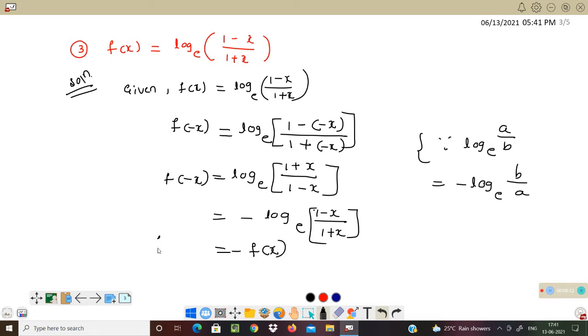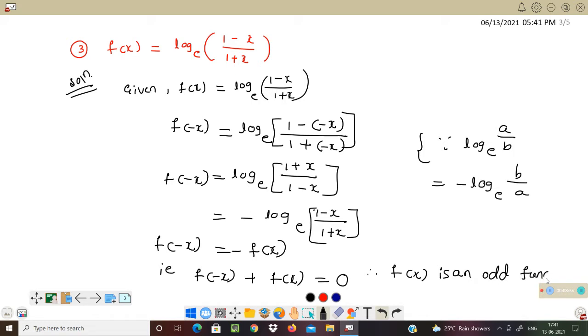So therefore, you can observe here f of minus x, which is nothing but minus of f of x. Otherwise, you can also write it like this, f of minus x plus f of x, which is nothing but 0. And therefore, you can say the given f of x is an odd function. Okay, now let us move on to the fourth problem.